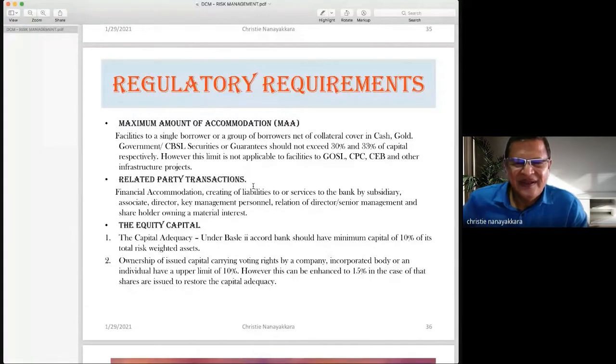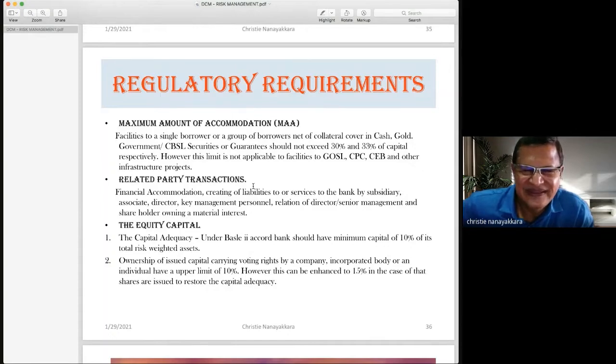Now, I take a small example. As per our balance sheet, our capital was 10 billion. Now say you have two customers. You can write down customer A and customer B. You can take a piece of paper and write A and B.